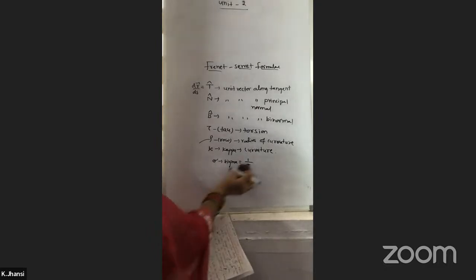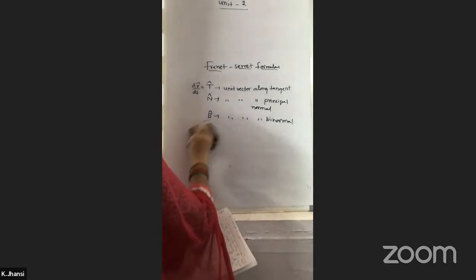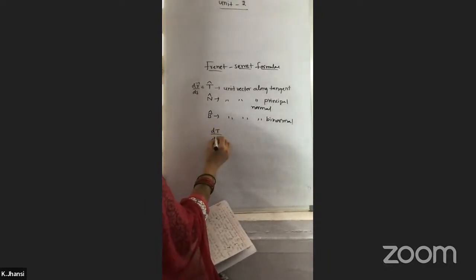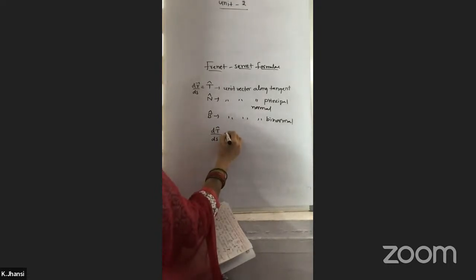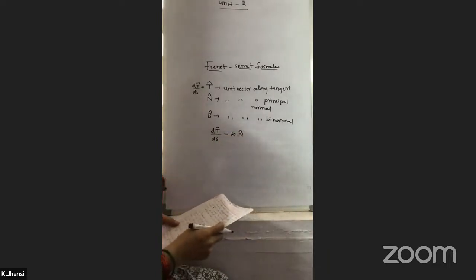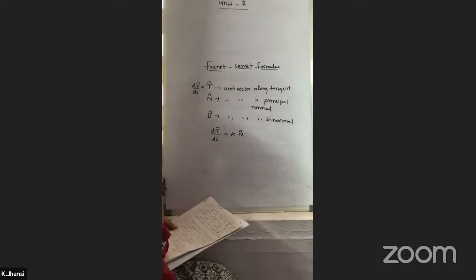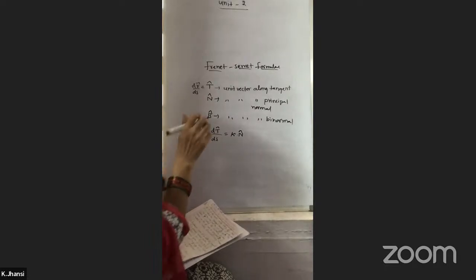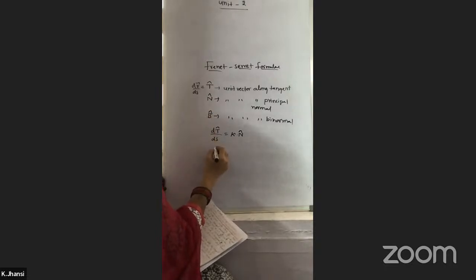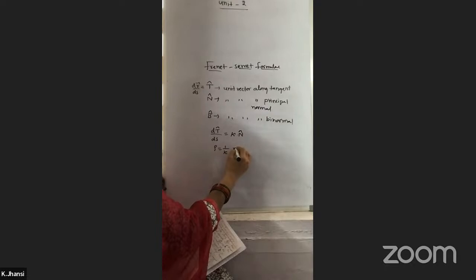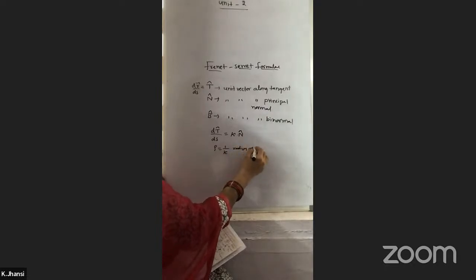I hope you have written this. So with the help of all this, dT by ds is equal to kappa into the unit normal N. Okay, and this is called the curvature of the curve at the point, and its reciprocal, 1 by kappa, is called the radius of curvature. Okay, this value is the radius of curvature.